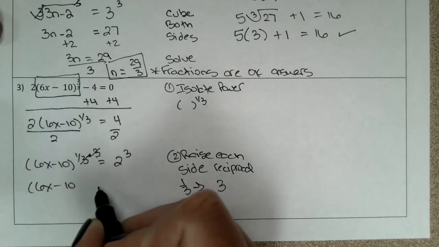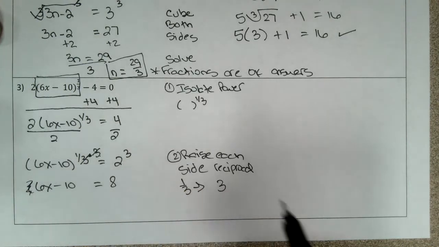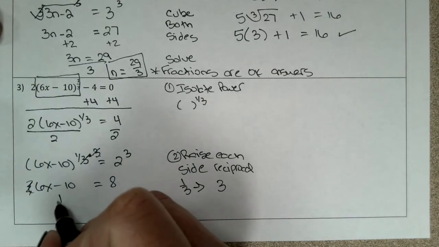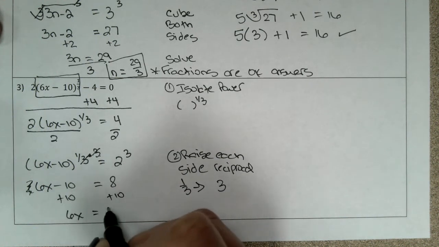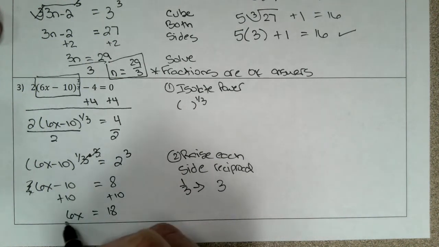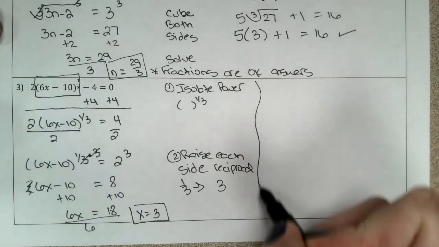So then I have 6x minus 10, and 2 to the 3rd power equals 8. Add 10 to both sides. 6x equals 18. Divide by 6. And x equals 3.